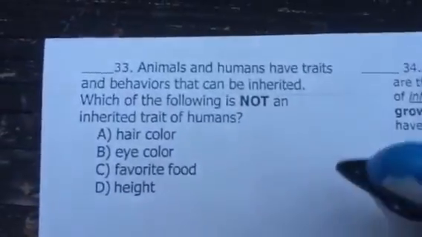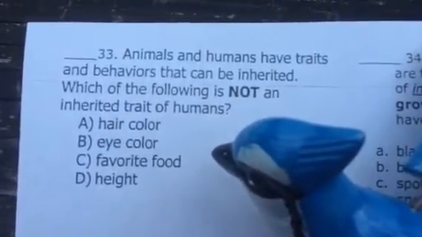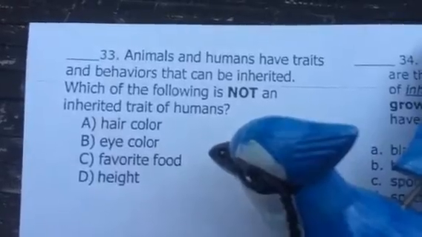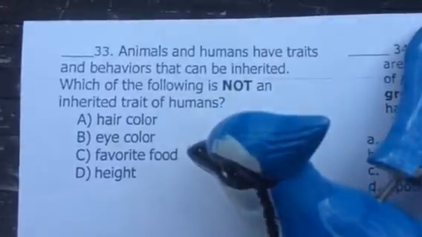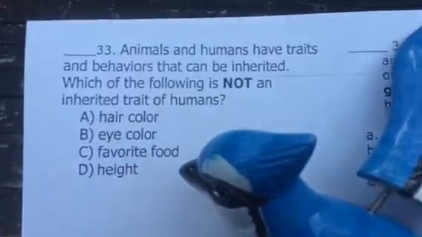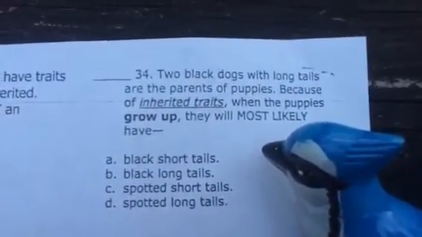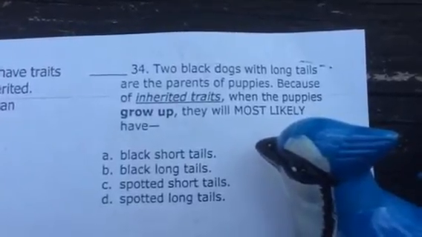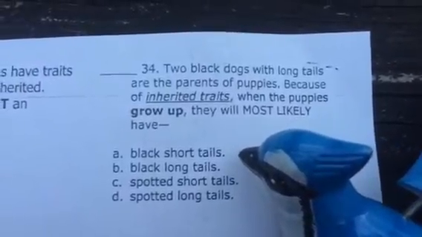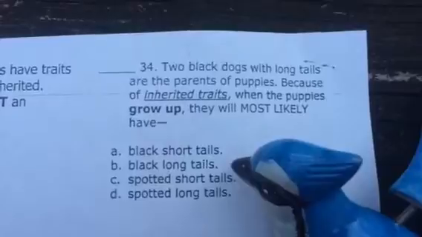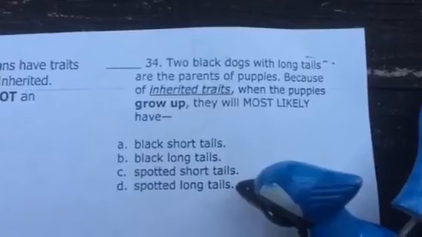33. Animals and humans have traits and behaviors that can be inherited. Which of the following is not an inherited trait of humans? A. Hair color, B. Eye color, C. Favorite food, D. Height. 34. 2 black dogs with long tails are the parents of puppies. Because of inherited traits, when the puppies grow up, they will most likely have A. Black short tails, B. Black long tails, C. Spotted short tails, D. Spotted long tails.